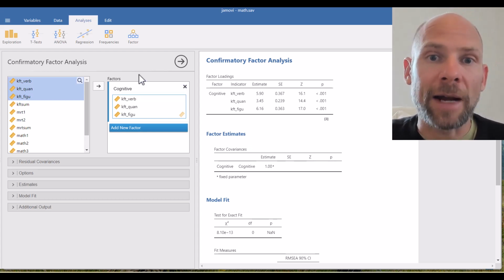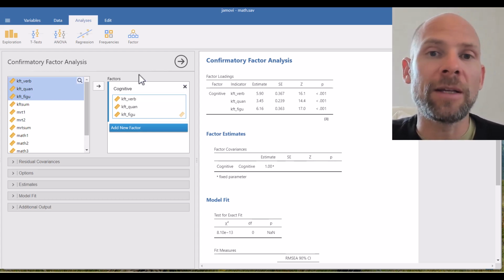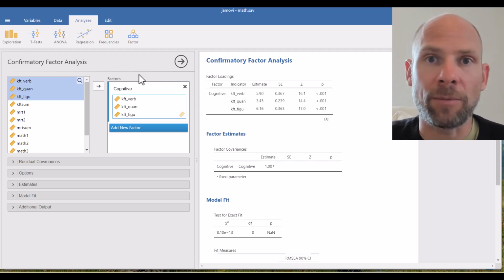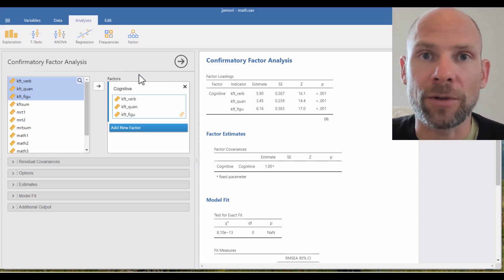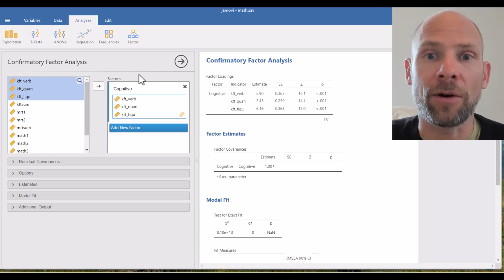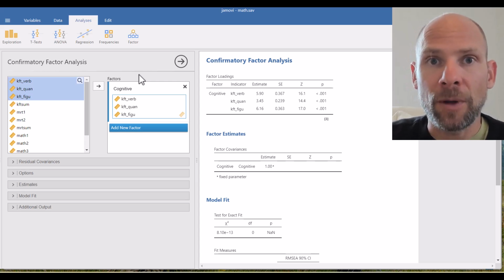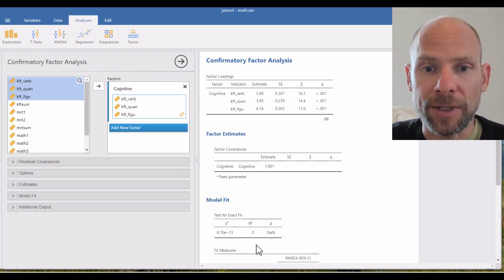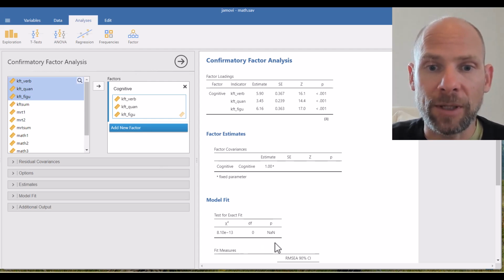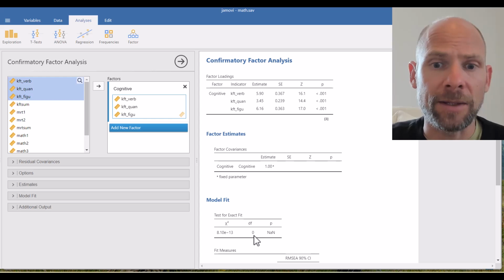You can see on the right hand side, output is already being generated. So even though I'm not done defining my confirmatory factor analysis model, you can see I already get the estimates for that single factor model. This model is identified with 3 indicators. It's just identified or saturated, which means it doesn't have positive degrees of freedom. You can see that from the model fit table here, where the DF are given as 0.